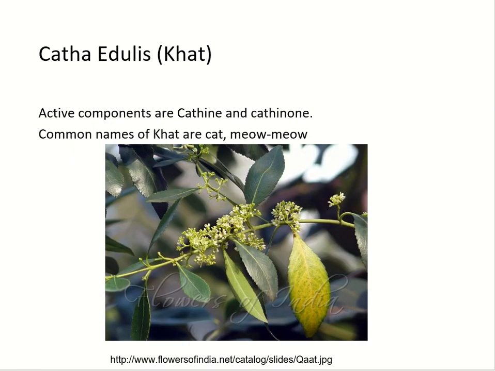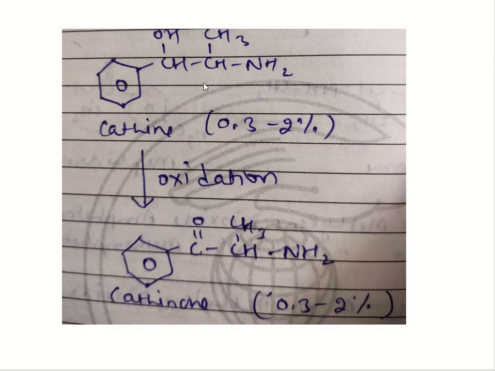Catha edulis or Khat. The active components are cathine and cathinone. The common names are cat or meow meow. Cathine on oxidation forms cathinone.